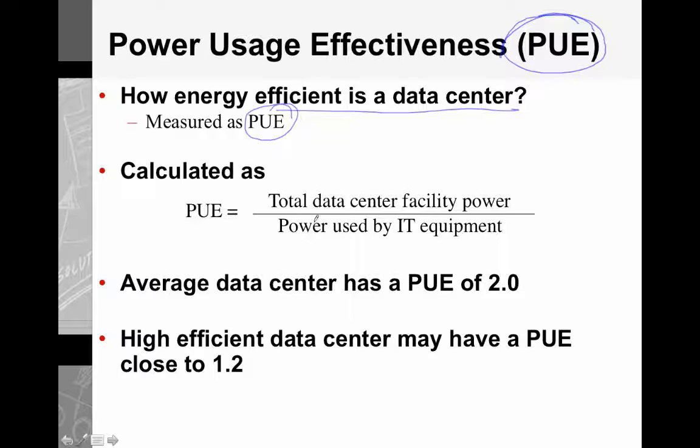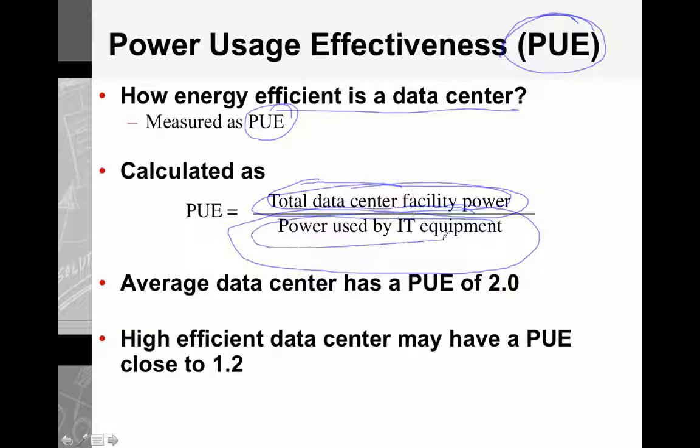The way it's calculated is the total data center facility power that is in the data center divided by the power used by the IT equipment. Think about it. The only power you technically need is the amount of power needed to run the IT equipment. All the other power requirements are just to support it. So you take the total power and divide it by the IT power. You notice that the numerator is always going to be larger than the denominator. And the idea is that you want that number to be as close to 1.